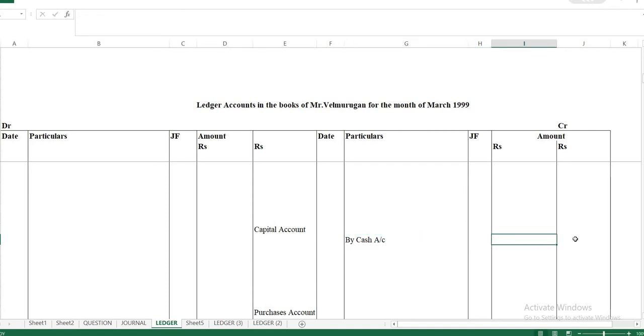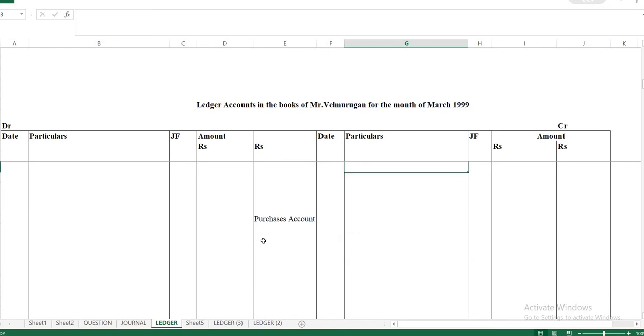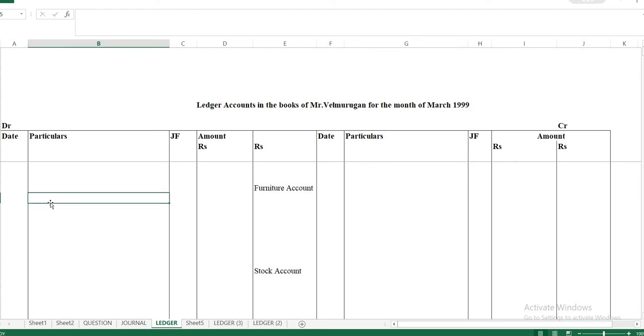By cash account 6,000, you have to mention. Similarly, the furniture account you would have prepared. Before that, the furniture account we have prepared. Here also, what you have to do? To balance brought down. You have to write it over.